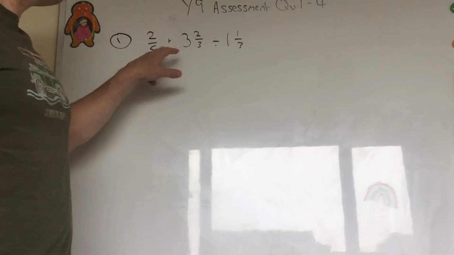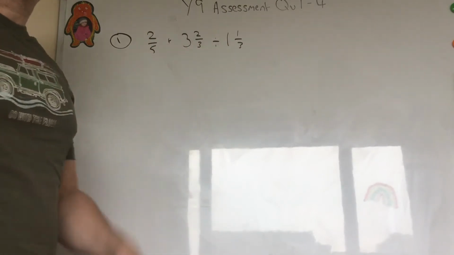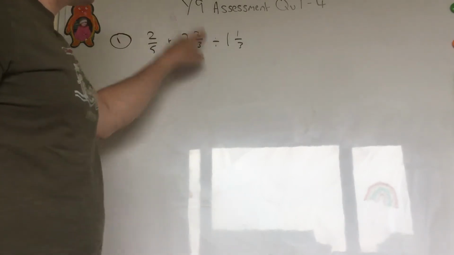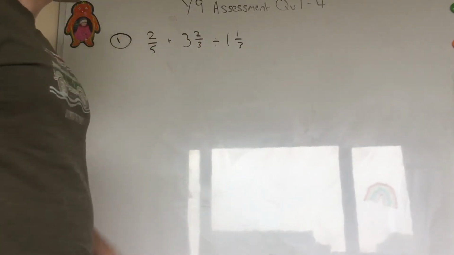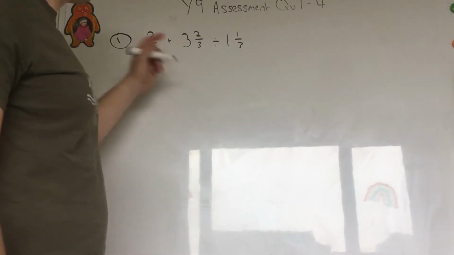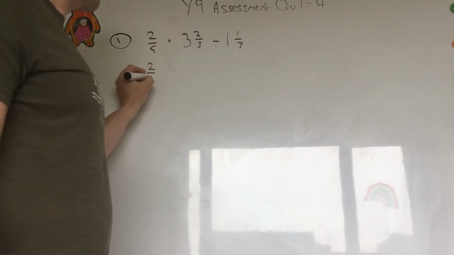Okay, question 1 was 2/5 plus 3 2/3 divided by 1 1/3. Most people did this really well. People that didn't tried to do the addition first, ignoring the rules of BODMAS. We always do divide and multiply before we do add or subtract. So we have to do the divide first. Just going to write it out again.